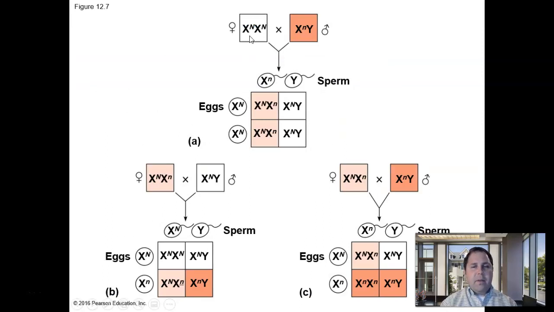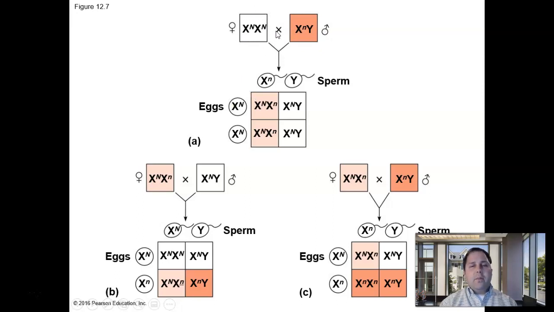So here's an example, and one thing you'll see here, similar to the way we did blood type and some of the codominance traits, we'll put X with a superscript for the allele. So here's an X with a capital N, X with a capital N, so that makes this female homozygous dominant for whatever the N trait is. The male is X little n Y. That makes the male hemizygous for whatever the recessive trait is. So the male is going to express the recessive trait. The female is going to be homozygous dominant.